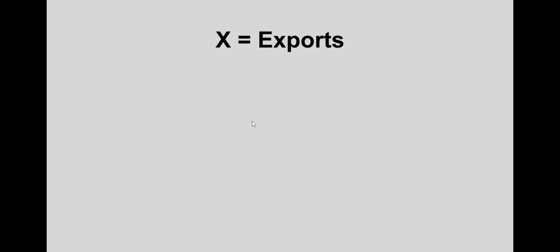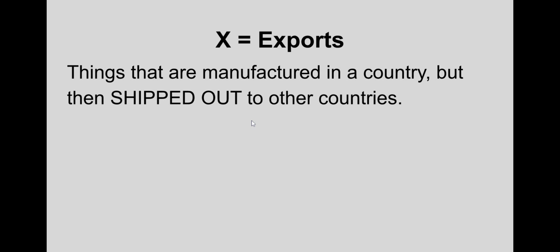The X here are things that we make in our country, but then we ship them out to other countries. And that's good for us, because think of it like a store. If we're selling it, people are giving us cash for it, and we are getting rid of the products that we're making to other people. So the goods go out of the United States.